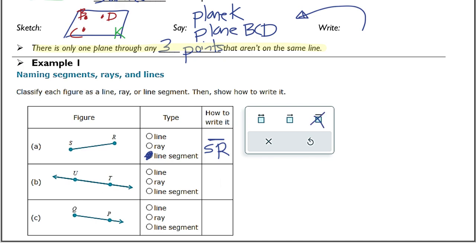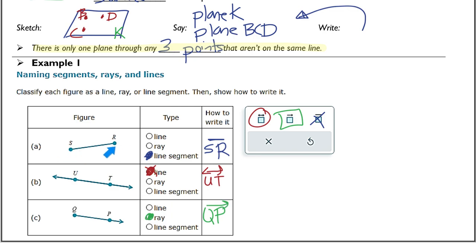Now this one goes on forever and ever. This one is a line right here. So I'm going to use this line symbol. And we can do, again, UT or TU, and we have to use the line symbol. The last one here is going to be the ray, because it stops in one spot and goes on forever, so we have to use this symbol. Let's actually put this in a box here. And we have to go Q and then P, and then we use that arrow here. That's how we would do this.